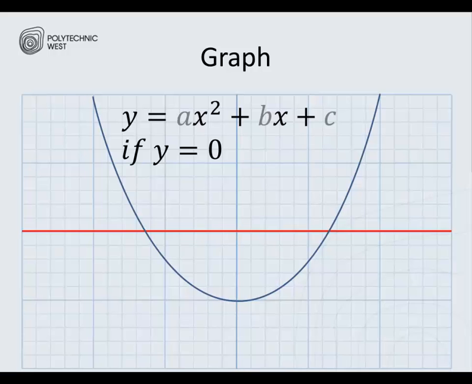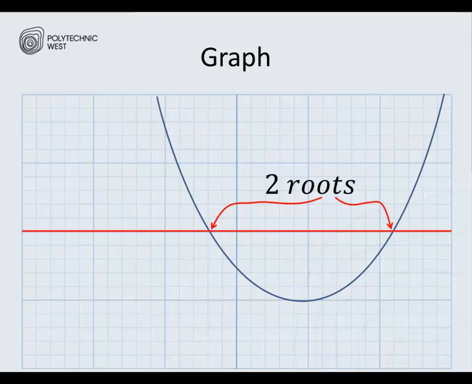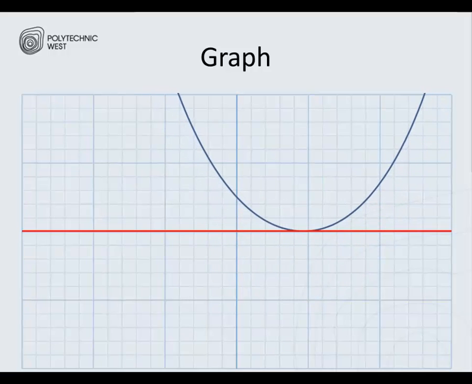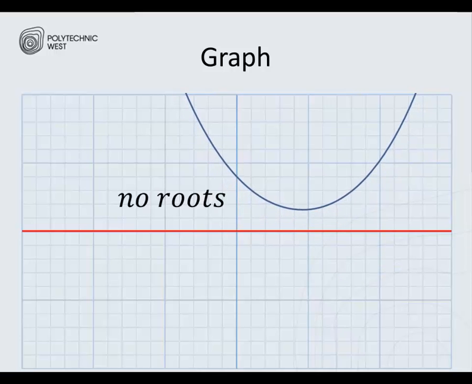Where it crosses the x-axis, where it's got no height, where y equals 0, that is what we call the roots of the equation. So they're the x values where it crosses, they're the roots of that quadratic. This one has got two roots, two places where it crosses the axis. Here's another one that's got two roots. This one has got one root, and this one never crosses the x-axis, so we say it has no roots.